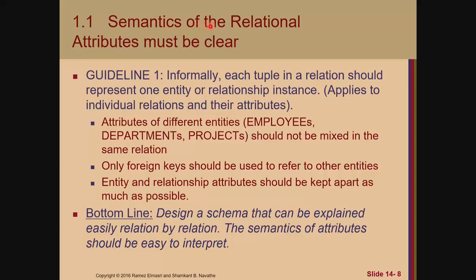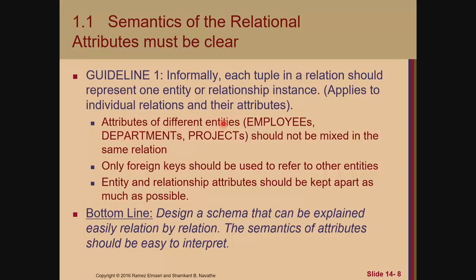Relational attributes must be clear. Very simple. Guideline number 1. Informally, each tuple, each row of data in the relation or in the table, should represent one entity or relationship instance.